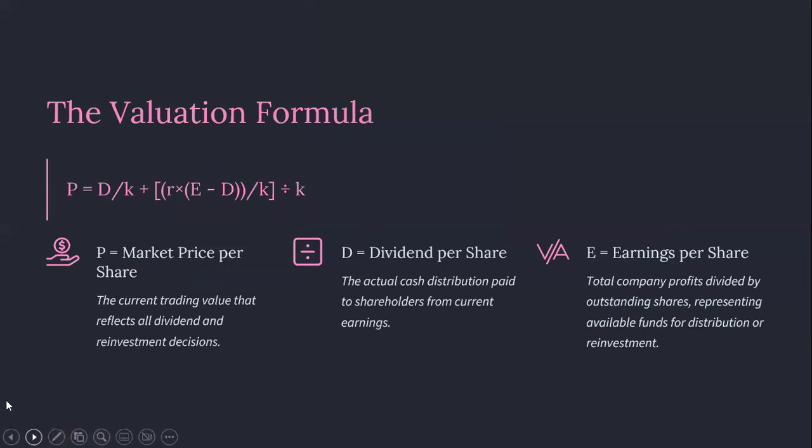Now, what is the formula? Market price per share is equal to D, which stands for dividend, and K stands for cost of capital. So, dividend divided by cost of capital, plus rate of return in bracket earning minus dividend divided by cost of capital, and this whole sum is again divided by cost of capital. So I'll wait for 2 minutes. Please read the formula. Then I'll explain the formula.